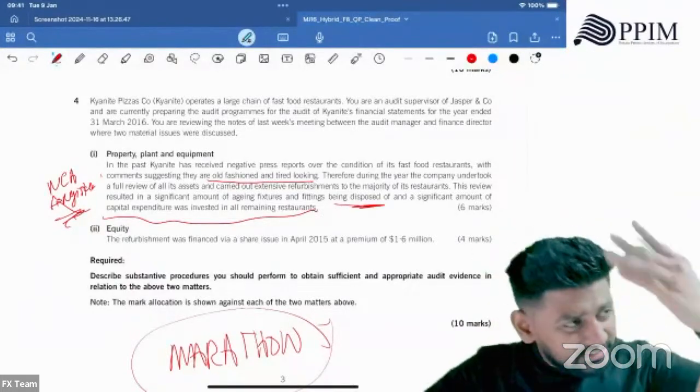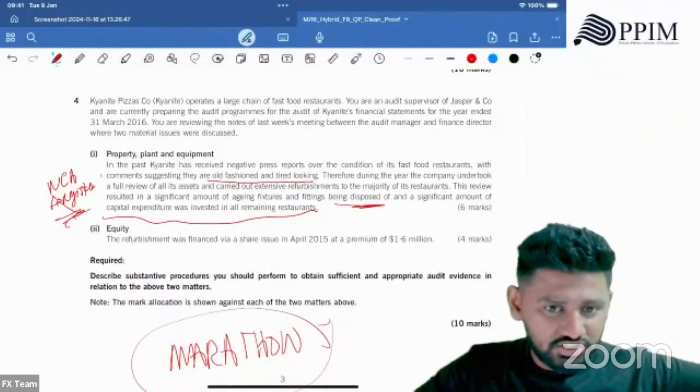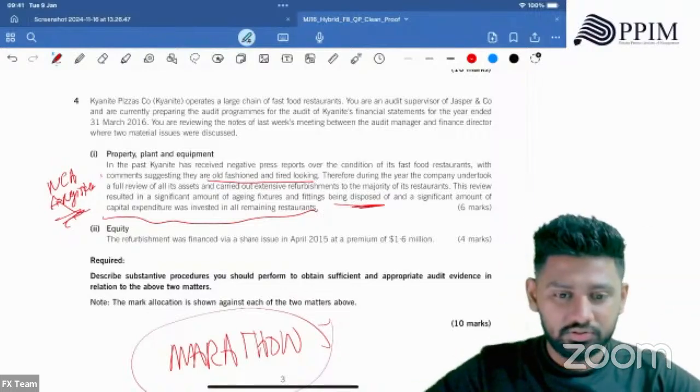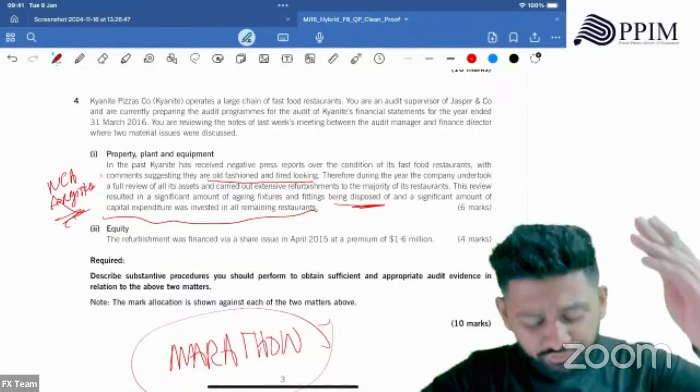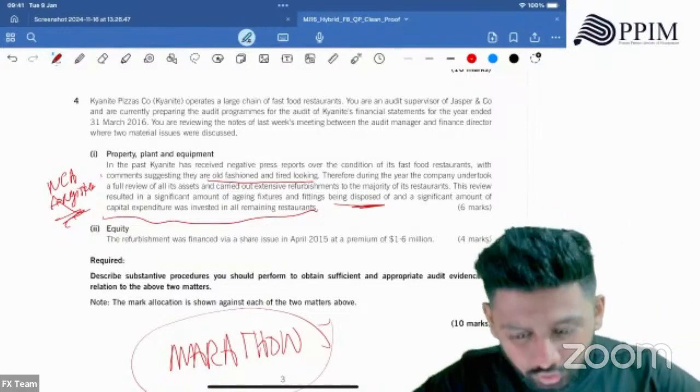Guys, always it's a trend, it's a fashion. It's going to repeat. Don't worry. You get my point? So if you purchased assets, it's going to be a part of your non-current asset register. That's the first thing.